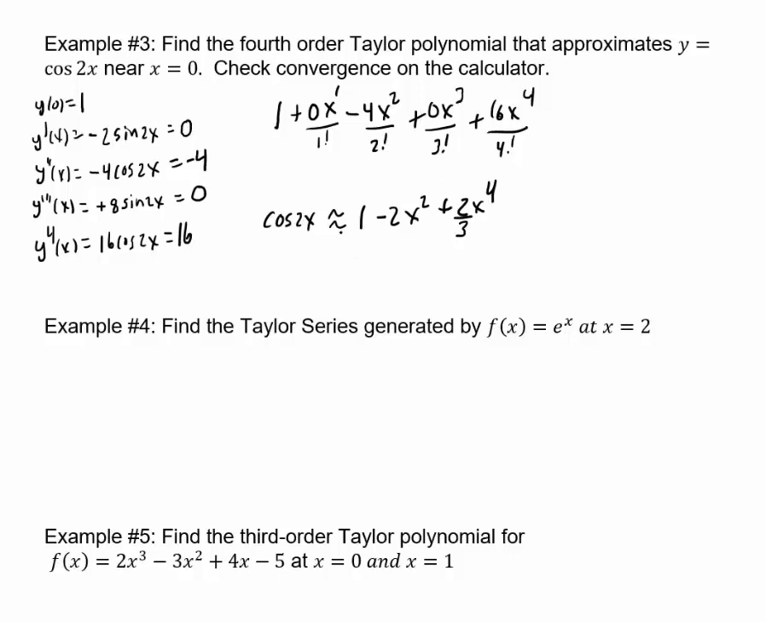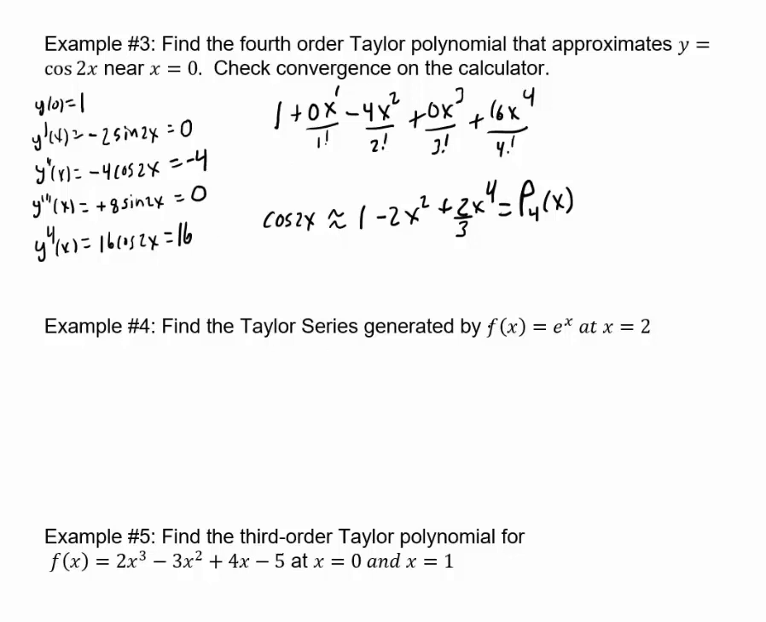So if I were to graph this in my calculator and graph cosine 2x on the calculator, you'll see that they are basically right on top of each other because they're pretty good approximations. Okay? And remember, the notation for this would be this is the 4th degree Taylor polynomial. So the notation might look like that. This would be an equal sign because the 4th degree Taylor polynomial is equal to this, and that's the approximation of cosine 2x.